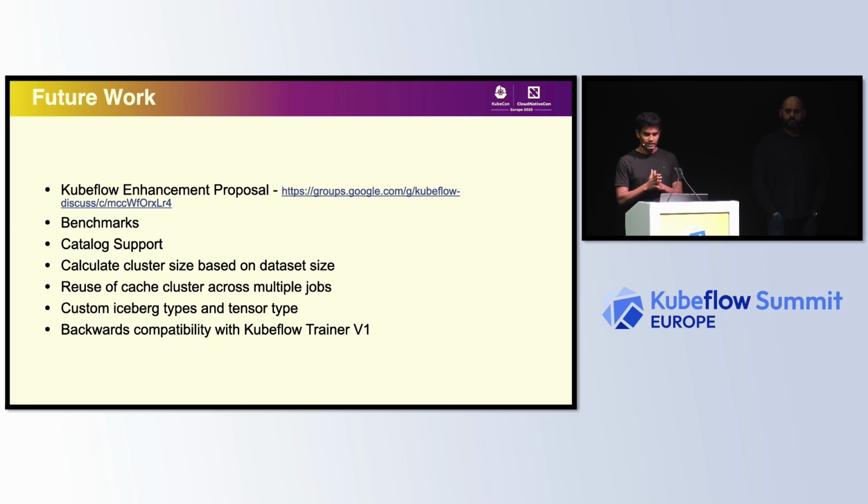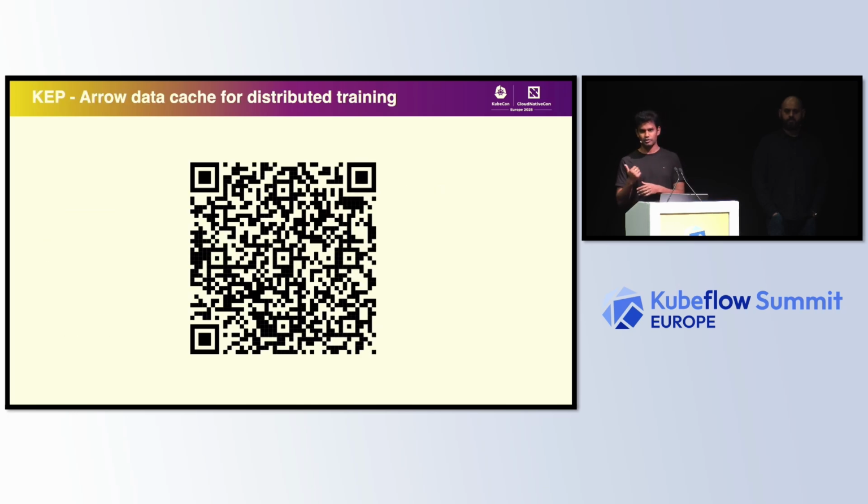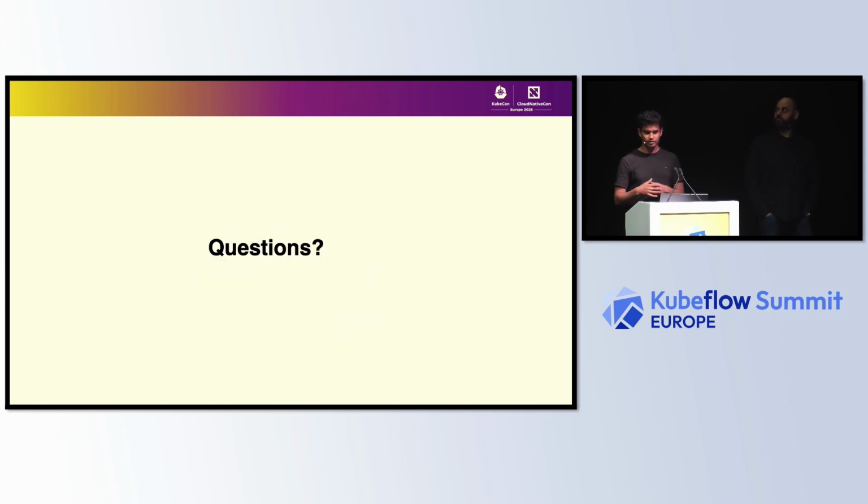And right now, the lifecycle of the cluster itself is tied to the lifecycle of the train jobs. So we want to support reusing the cache from multiple jobs as well. And also we want to support custom Iceberg types and tensor types. And we want to try to support Kubeflow Trainer V1 as well. The QR code has the link to the proposal which we shared with the community. And let us know if you have any questions.